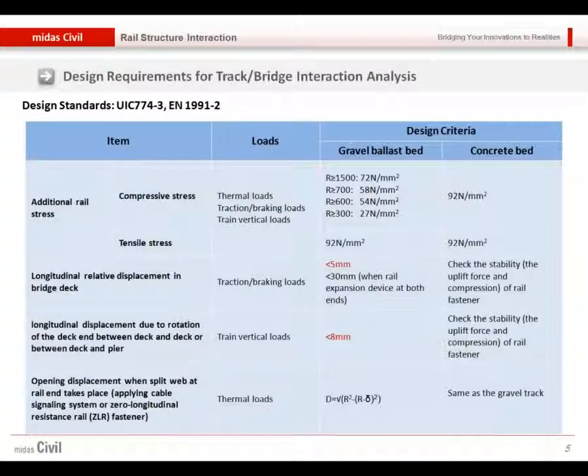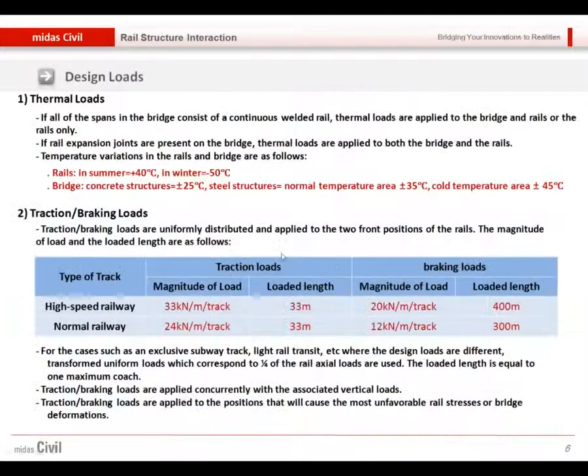Each standard, like the UIC or Eurocode or the American standard, provides certain design requirements for the rail stress and the relative displacement between the rail and deck, and also the displacement due to the rotation of the deck. And you can see the certain criteria from here. So in order to satisfy this condition, we need to have a model which can consider the rail structure interaction.